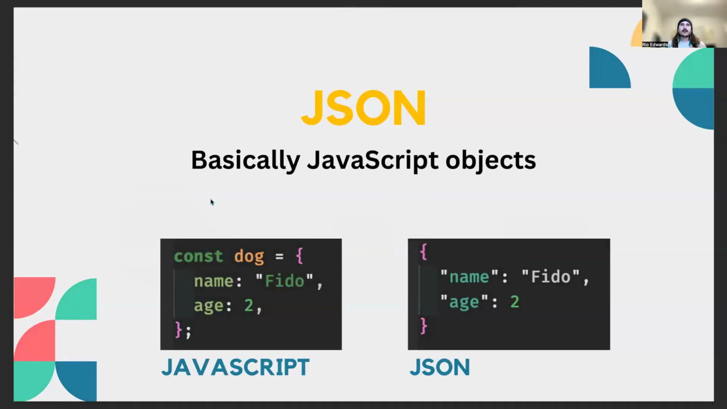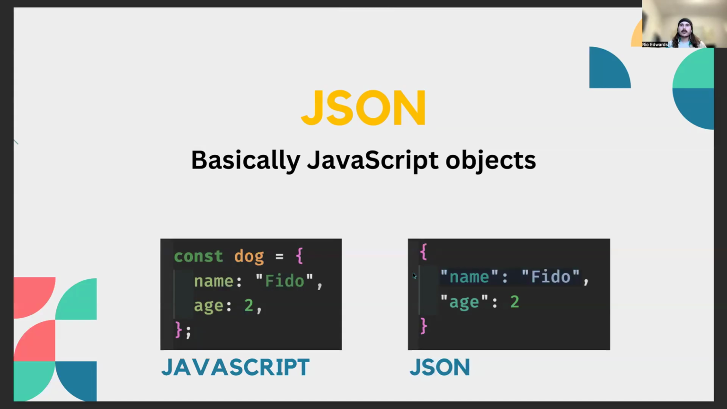Okay, so JSON is basically a JavaScript object. This is JavaScript right here, and it should look familiar. const dog is an object, equals, and what makes it an object is we're using these curly braces. An object is made out of properties with values. So this dog has a name of Fido and an age of 2. These are key value pairs. That's what an object has.